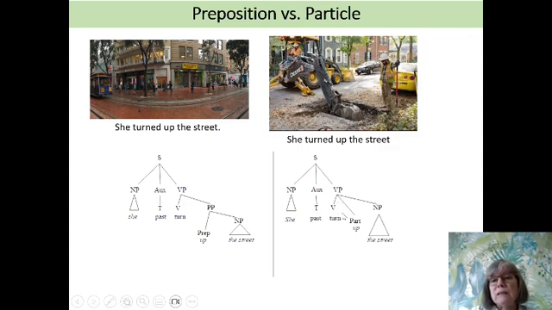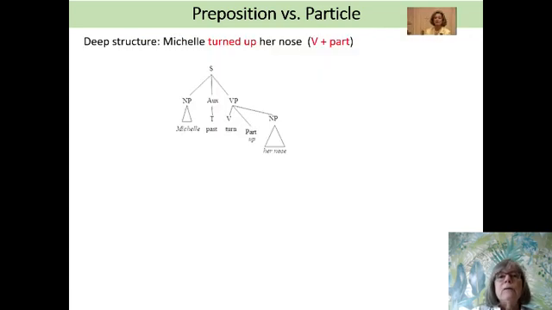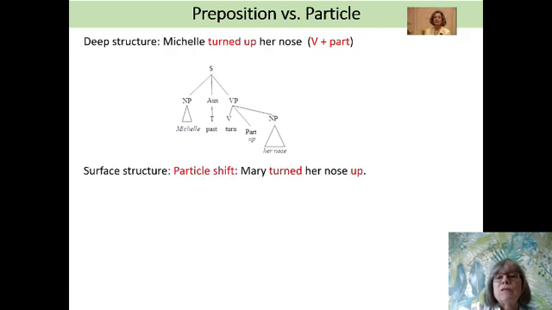Okay, we could have put it here as well, verb plus particle. Okay, so they're different and they have different meanings. Up is doing different things. Now, interestingly, in English, we can move this up, right, to after her nose, okay? But in the deep structure, it's seen as attached here to the verb. So the surface structure, it's simply called particle shift. Mary turned her nose up.